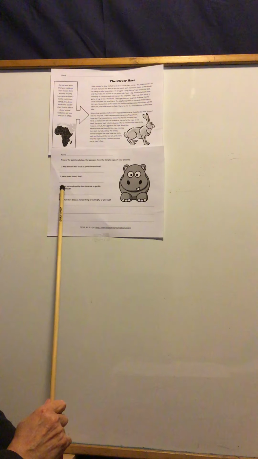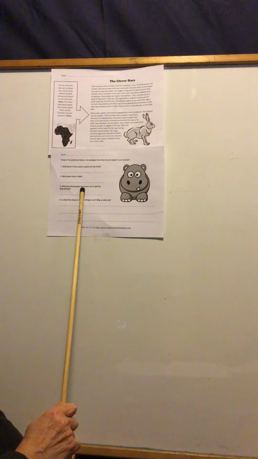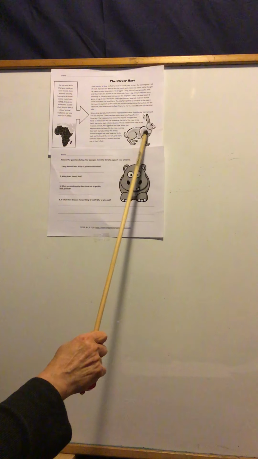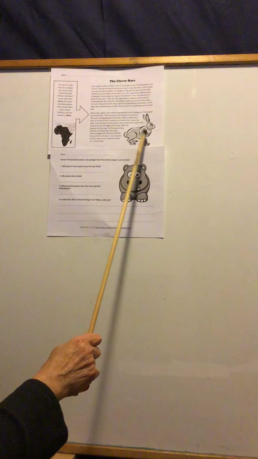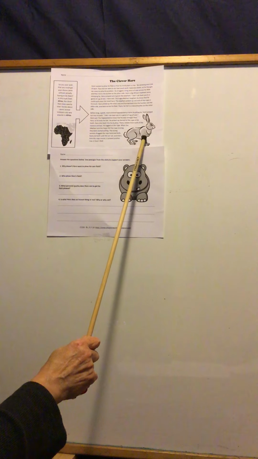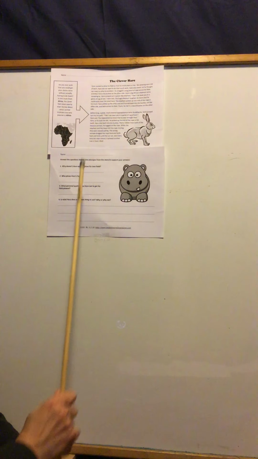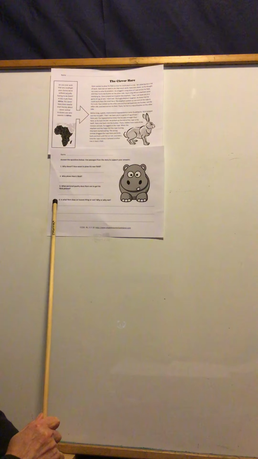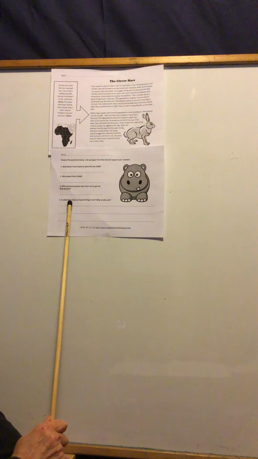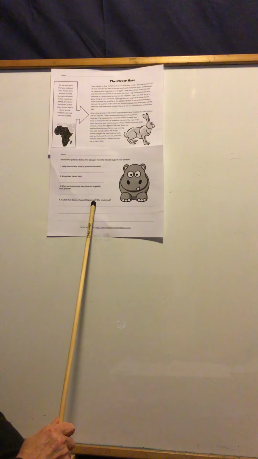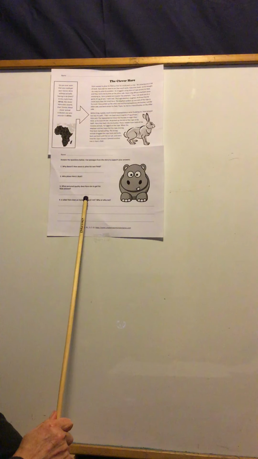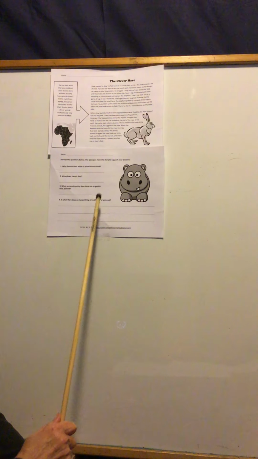Number three, what personal quality does hare use to get his field plowed? It means what kind of animal was he? Was he honest? Was he dishonest? Was he a trickster? Tell me in a sentence, not one word. Number four, is what hare does an honest thing or not? So what he did, was it honest? Yes. Or was it not? No. And then tell me why.